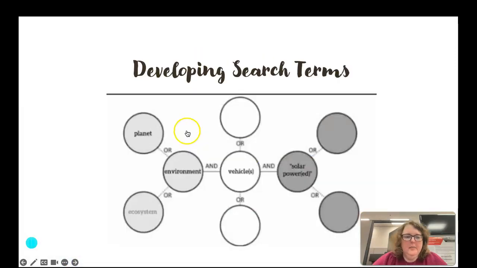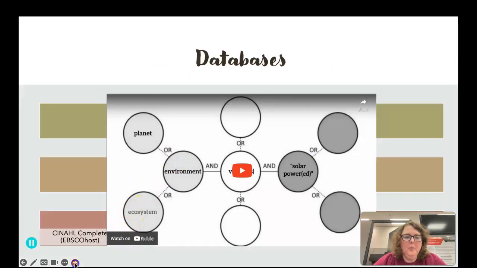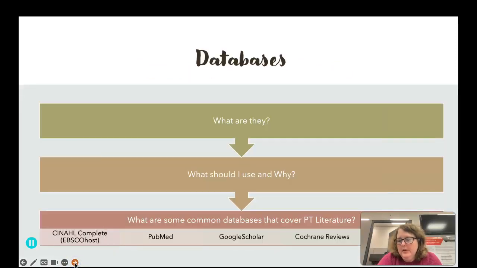So let's talk a little bit about where you're going to put these. You're going to put these search terms in research databases. Research databases are organized collections of computerized information or data such as periodical articles, books, graphics, and multimedia that can be searched to retrieve information. Databases can be general or subject-oriented with bibliographic citations, abstracts, or full text.